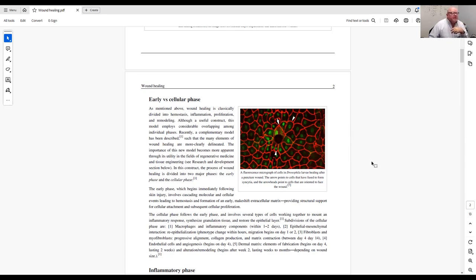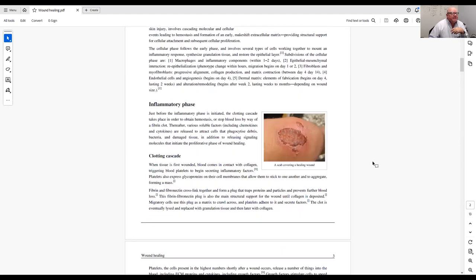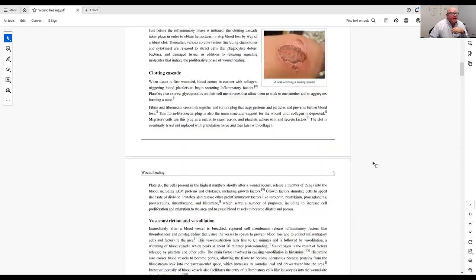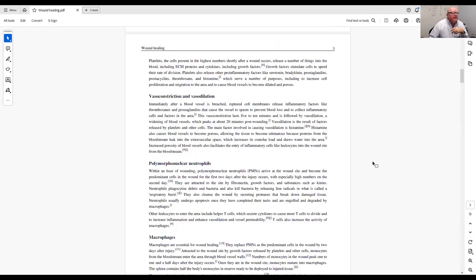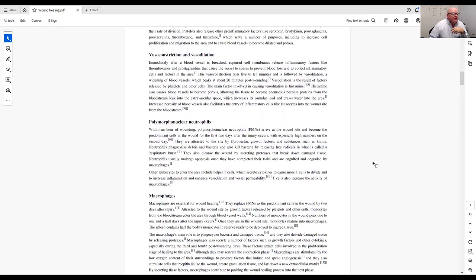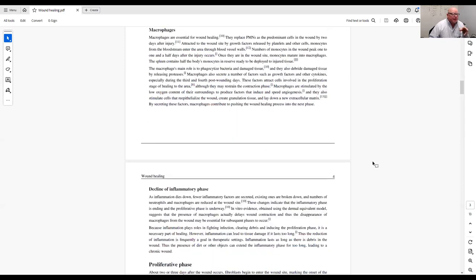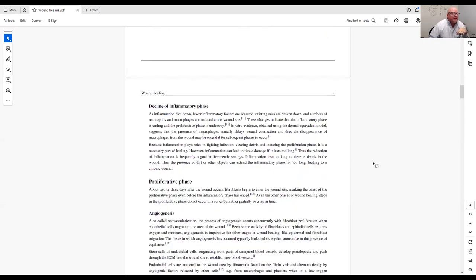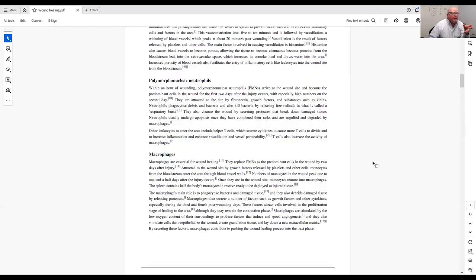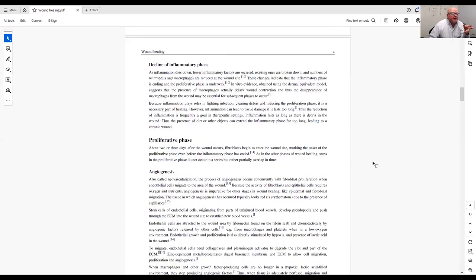So there you go. It says early versus cellular phase, inflammatory phase, vasoconstriction, vasodilation, or neutrophils. Okay. So it goes into each of these physiological components of what's happening during each of these phases. So that was the inflammatory phase right there, which is good to know the basics of that.